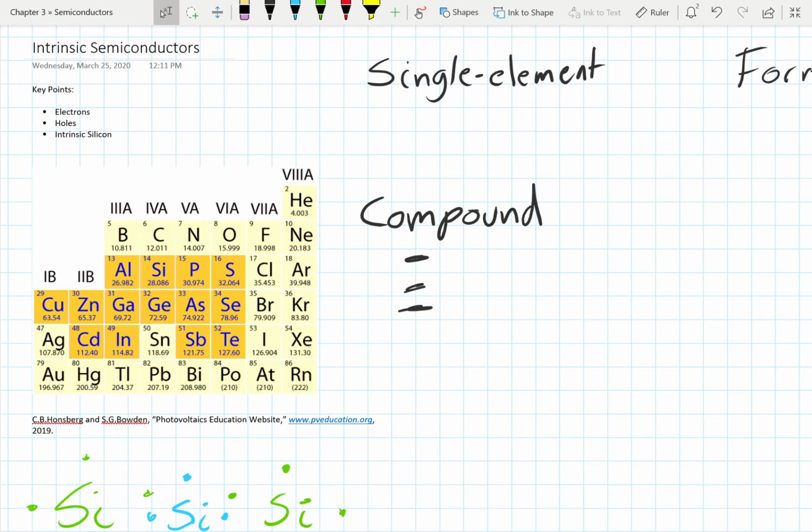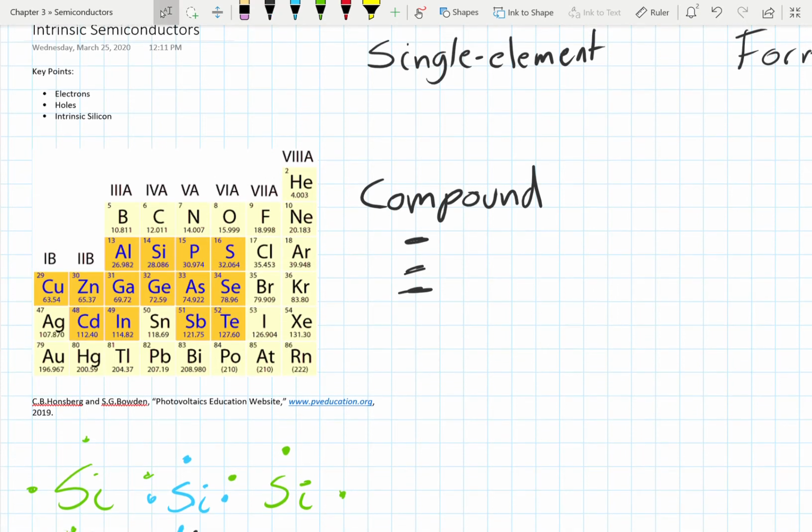So what I have here is just a part of the periodic table. I took this image from pveducation.org. That's a really good website if you want to learn about photovoltaics or solar cells, but it also has some basic concepts on semiconductors which are the same as what's covered in this chapter. So if you want to learn a little bit more, that's a really good website by, I guess, Christine Honsberg and Stuart Baldwin. They're both from Arizona State University, so if you want to go check them out, that's a really cool website.